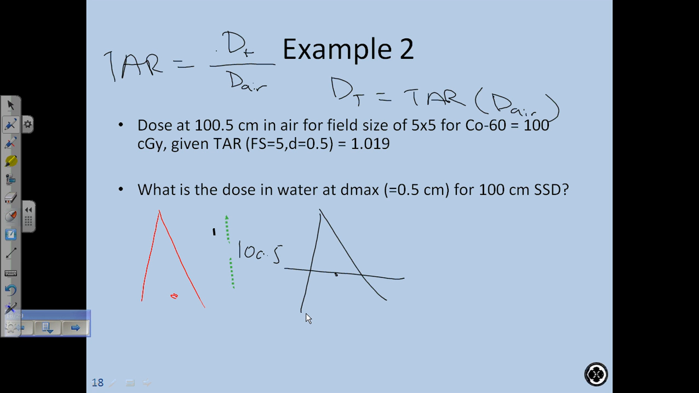All right, so what's dose in tissue? 100 times 1.019, yeah, 101.9, right? So the dose is 101.9. Notice how I made this 100.5 so that it's very convenient, because we're at Dmax.